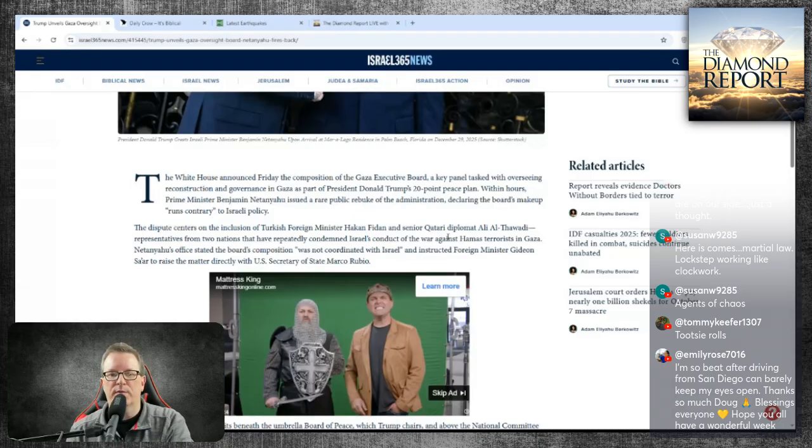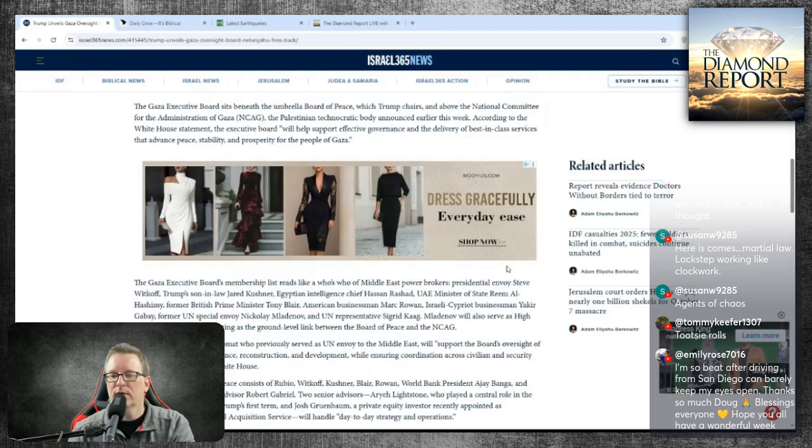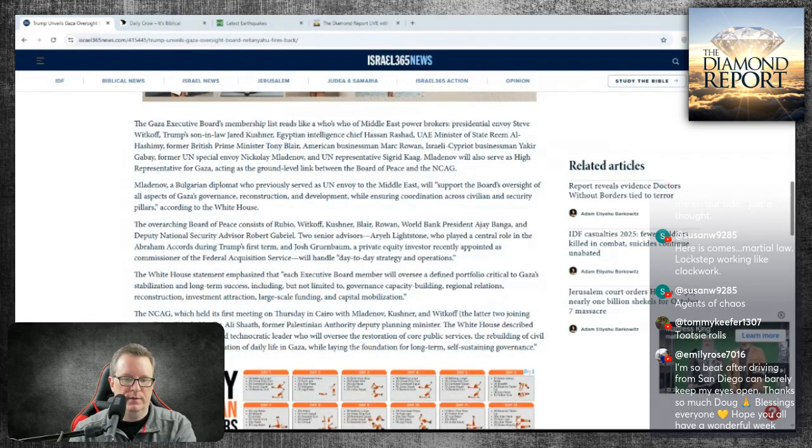Let's see here. As part of Trump's 20-point peace plan, within hours, Netanyahu issued a rare public rebuke of the administration, declaring the board's makeup runs contrary to Israeli policy. Oh, so that means that Netanyahu will get his way, most likely, because he's the true president of the United States, apparently. Let's see. The dispute centers on the inclusion of the Turkish foreign minister and a senior Qatari diplomat. Oh, okay. So I guess there's a few people that Israel's not too excited about being involved in the rebuild. So again, they'll get their way. Mark my words. They always do, don't they?